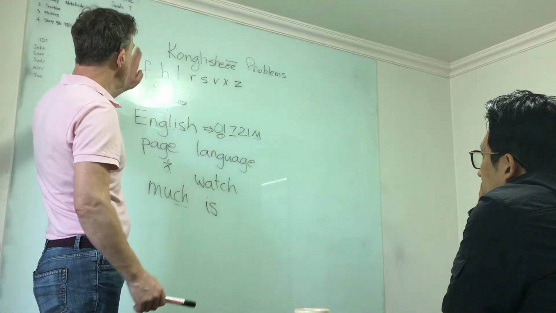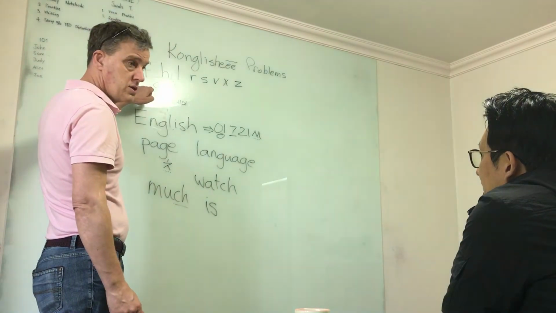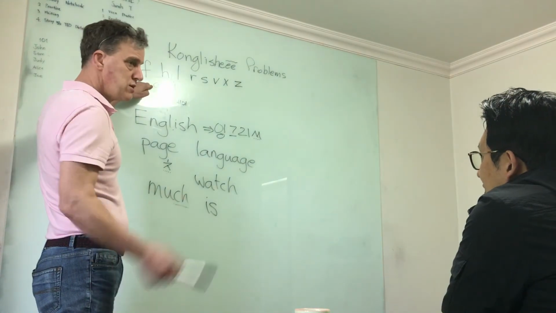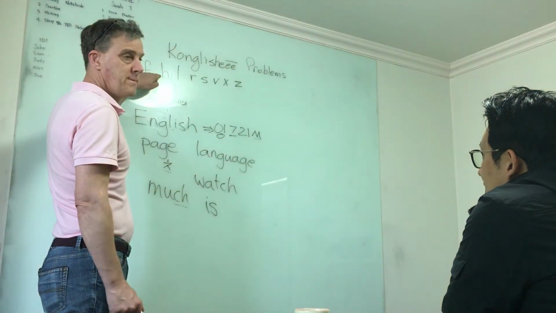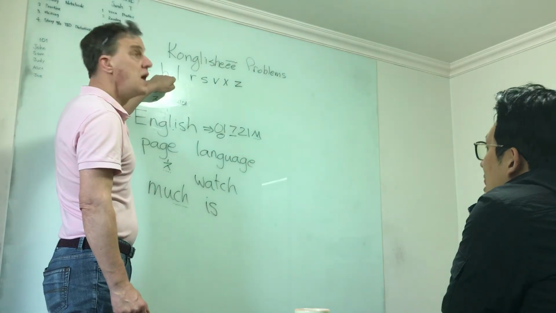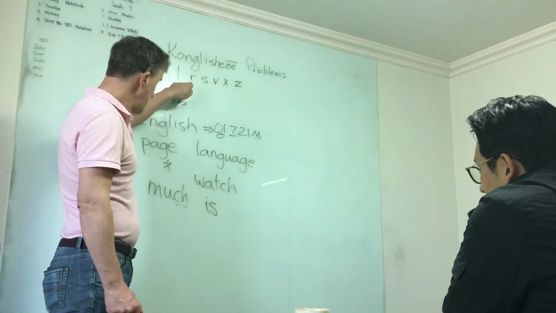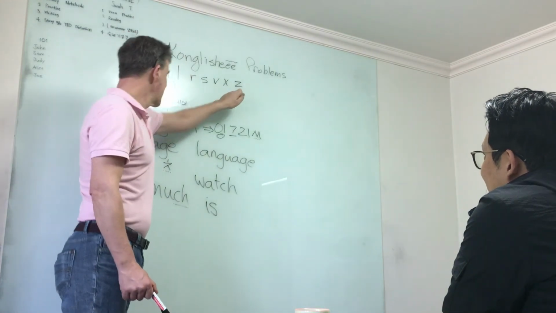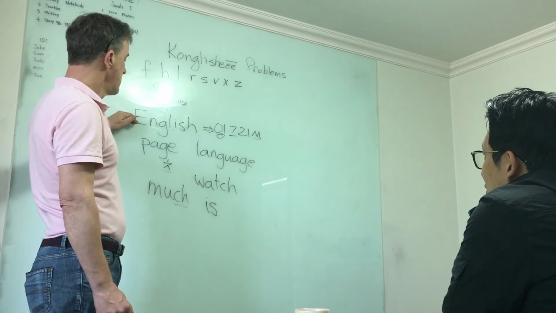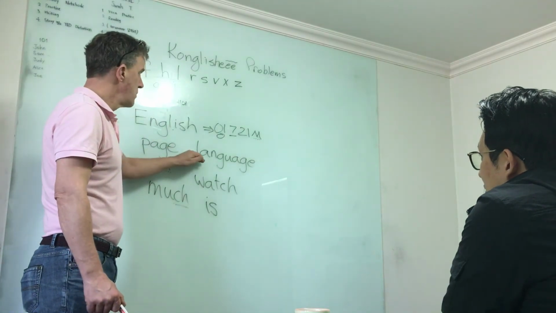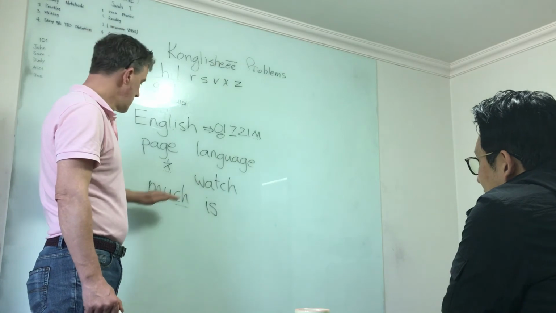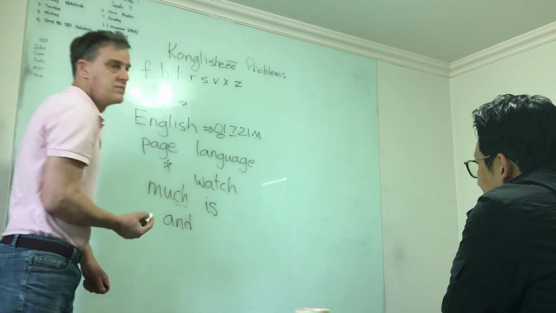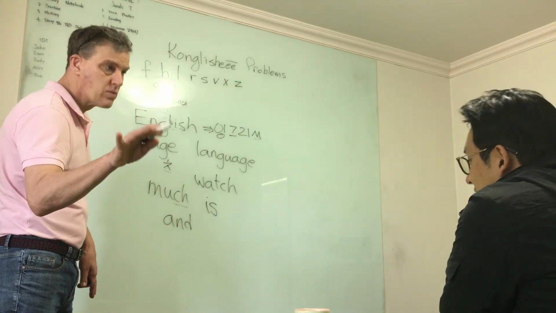Okay, so let's try one more time. F. Great. Z. Nope. G. G. There you go. H. Good. J. R. Good. S. V. X. Z. Excellent. English. Page. Language. Good. Watch. Much. Is. And. Yeah, no, and. And. Right, good. Well done.